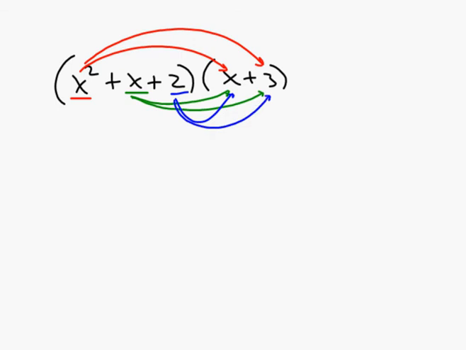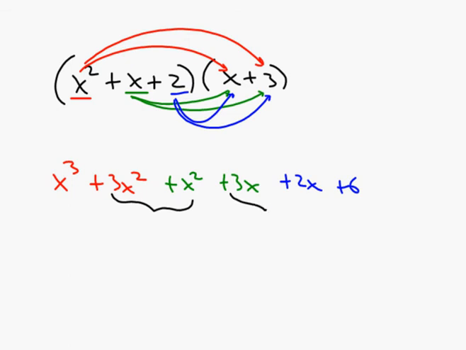So let's do the work. So x squared times x is x cubed, and x squared times 3 is 3x squared. And now you have x times x, that's x squared, and then x times 3 is plus 3x. And then lastly, you have 2 times x is 2x, and 2 times 3 is 6. Okay? And just like all the other problems, you should look to combine like terms. We have some like terms here, and some like terms here.